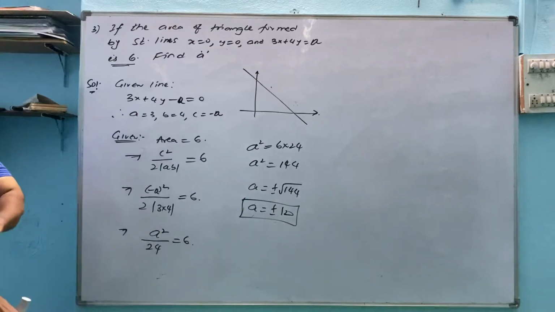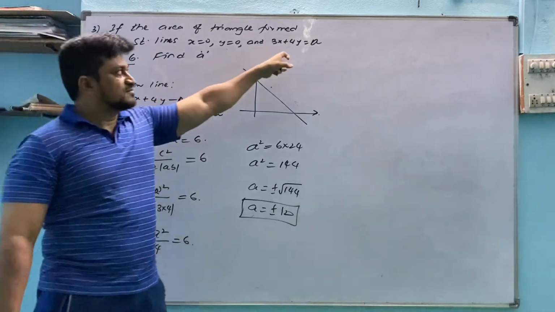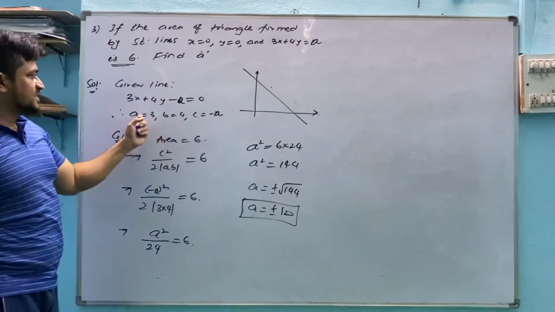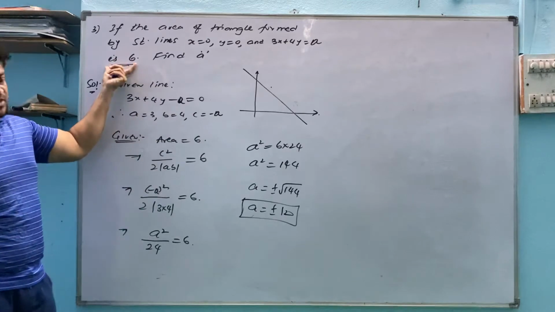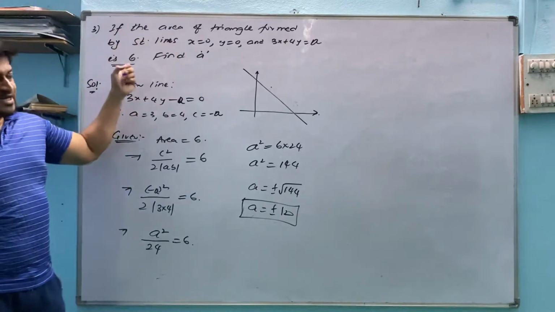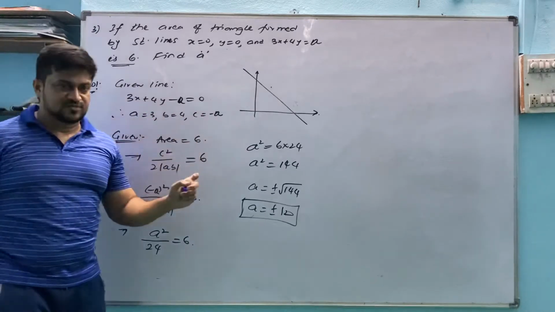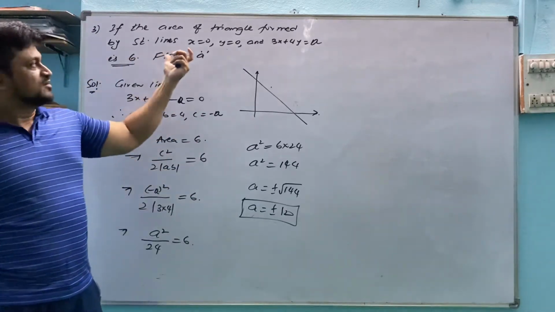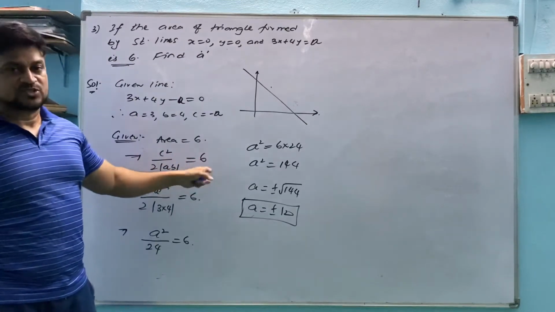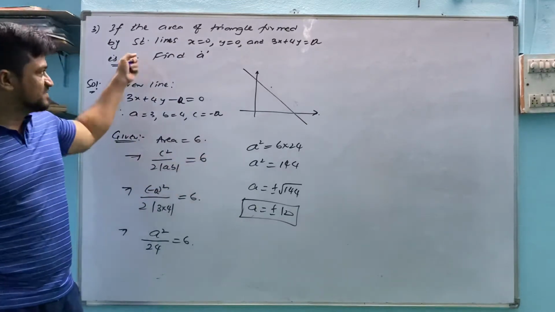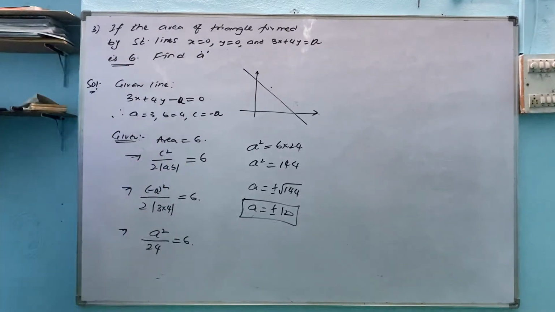How to get the value of a? If the line is given to us, we get the a, b, c values. Area equals 6 is given to us. You have to read this out two to three times and you will get it. The area is 6, given. From the line we can get the a, b, c values, and from the area you have the formula, and the formula and the area are written opposite to each other. Because the area is given here, the formula should be equated with the area.